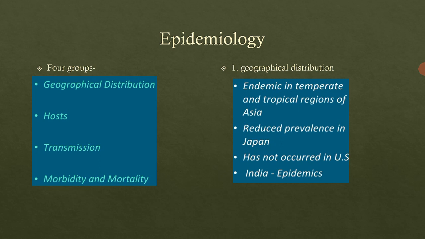Now it can cause endemics. It has shown reduced prevalence rates in Japan. The prevalence rate was reduced due to this virus. It has not occurred in the US till now, and in India it has reported epidemics. Okay, this is the geographical distribution. It means we studied various areas and what the effect of this virus was in those areas.